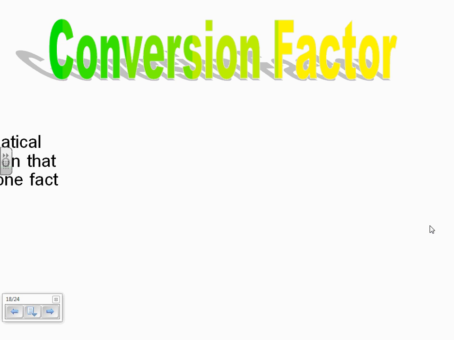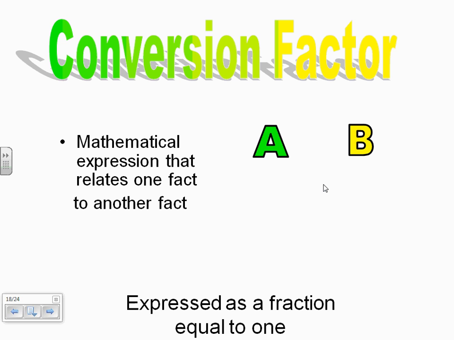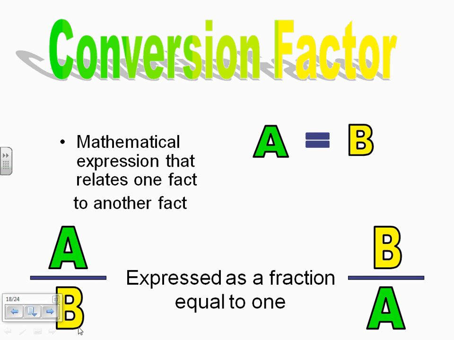Okay, so first off, a conversion factor. Remember, it's just a mathematical expression that relates one fact to another fact. When we were looking at conversion factors in stoichiometry, we were usually looking at one substance compared to another substance. We can express them as fractions, so they're equal to 1. Because these are equal to each other, we can express them one over the other. And it doesn't matter which way you write it, that still means the same thing. And that's why we can do 1 gram over 1 mole, or 1 mole over a certain amount of grams. Okay?